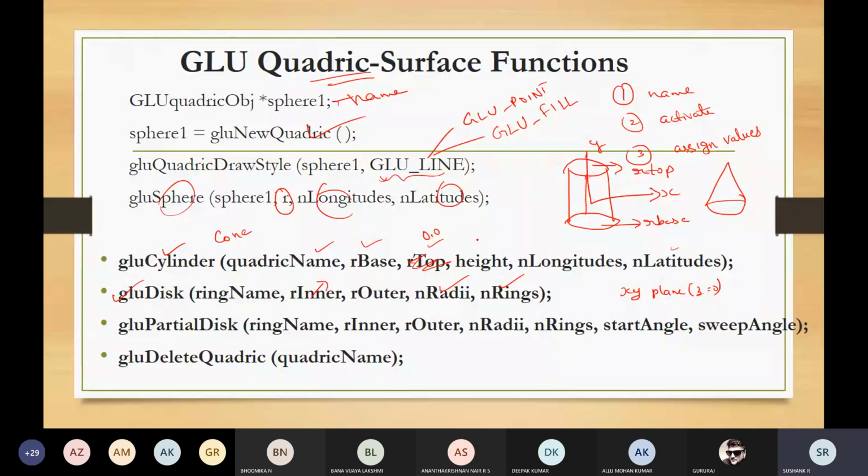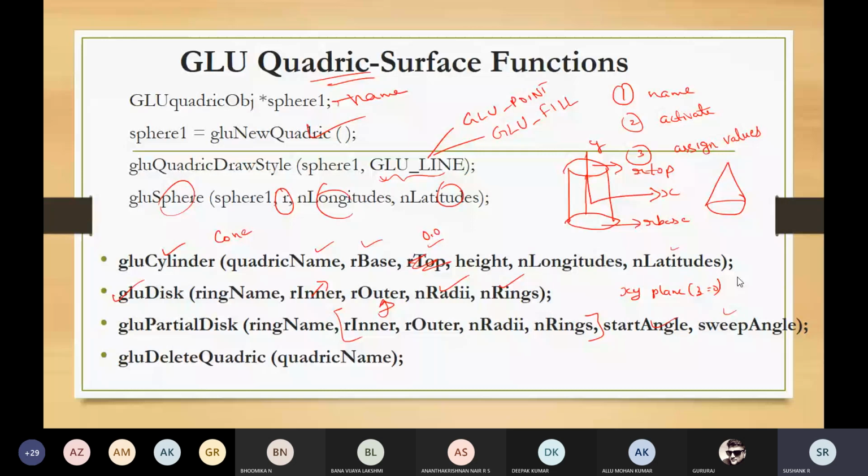Till this part, all the parameters are the same as the GLU disk. So we have start angle and sweep angle. Start angle means the angular position in the XY plane, which is measured from the positive Y axis.